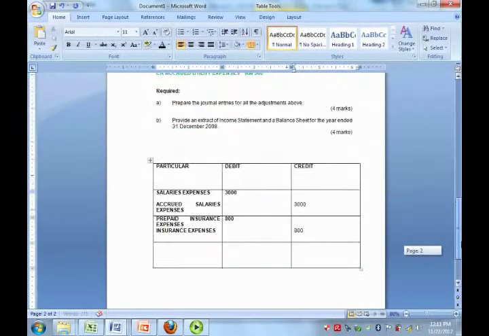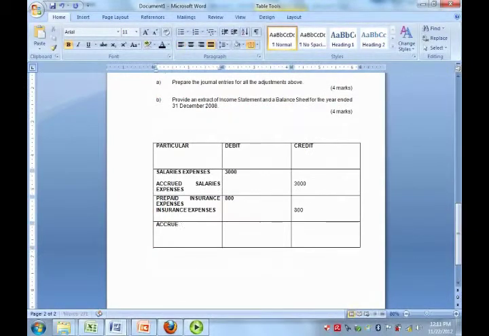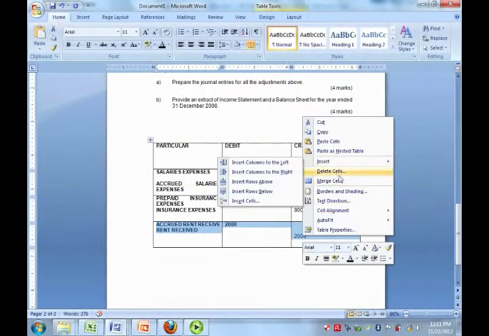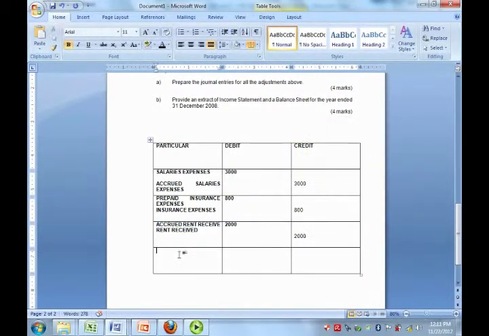Debit accrued rent received, credit rent received. Accrued rent received, debit or credit? Can I know the total amount that you debit? 2,000. Yes, 2,000. How about rent received? 2,000. Class, I realize that we lack one row because we got 4 information, right? Insert a row below, correct? Yes. Alright.